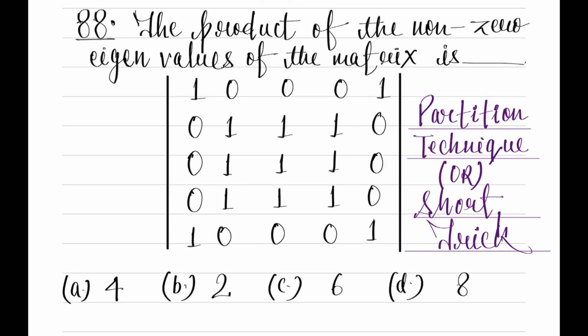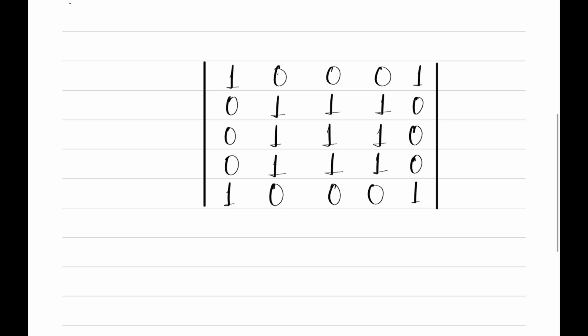Problem number 88. The product of non-zero eigenvalues of the matrices. We have our previous example. Now we will solve this using the partition technique. We have four options: 4, 2, 6, 8. Now this is our matrix.